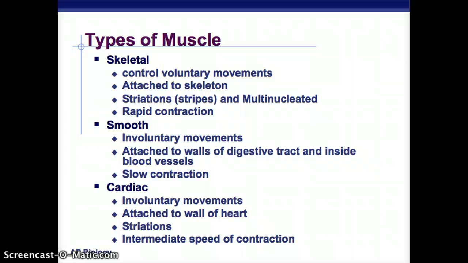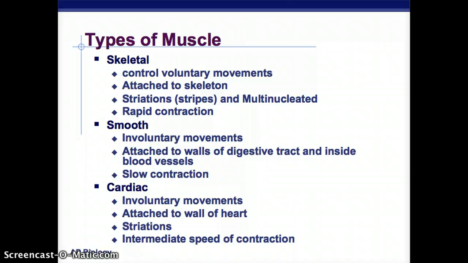And the skeletal muscle is attached to the skeleton. It's striated muscle, so it's kind of got a stripy look to it. If you were to be able to look at your muscle, you'd see it look kind of stripy. And it is multinucleated, so it's got more than one nucleus in its cells. It also has rapid contractions.